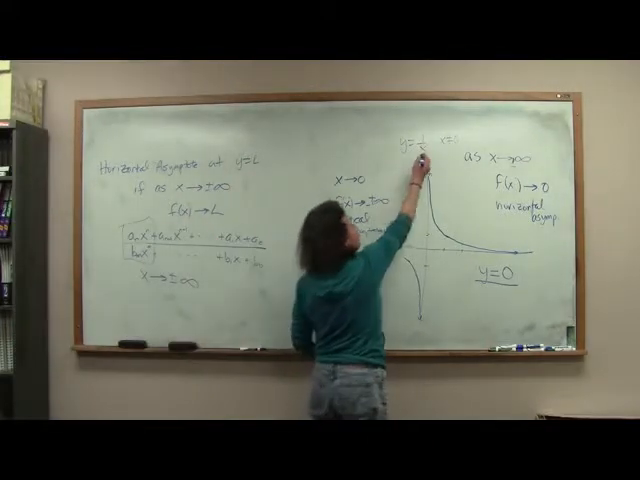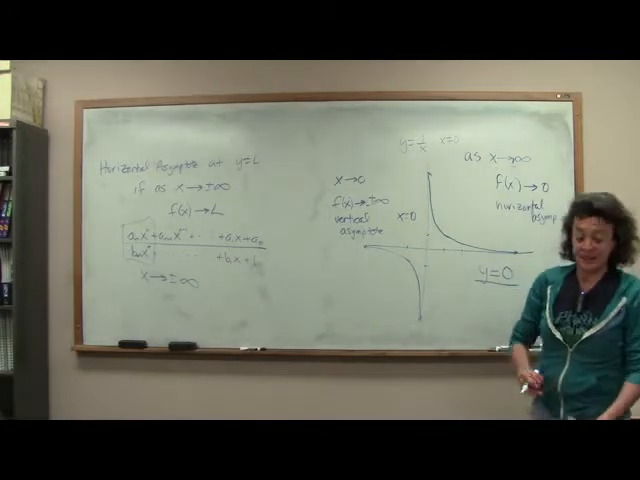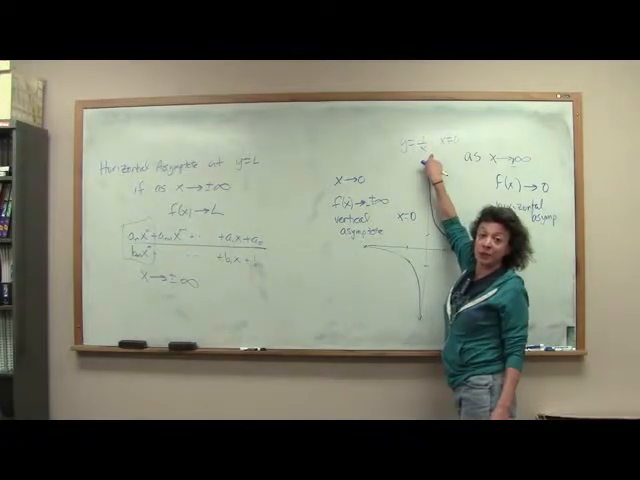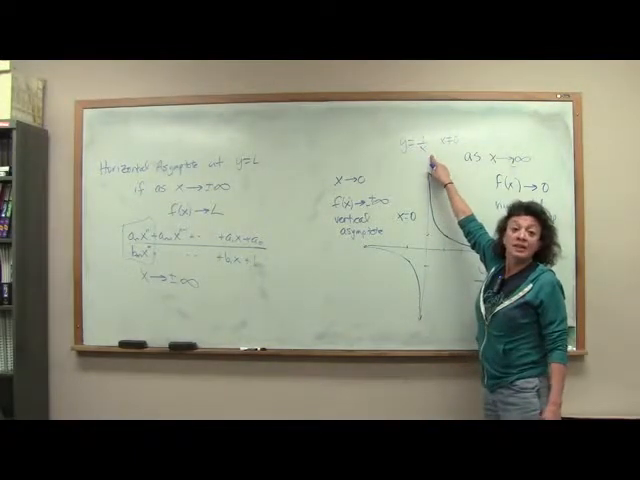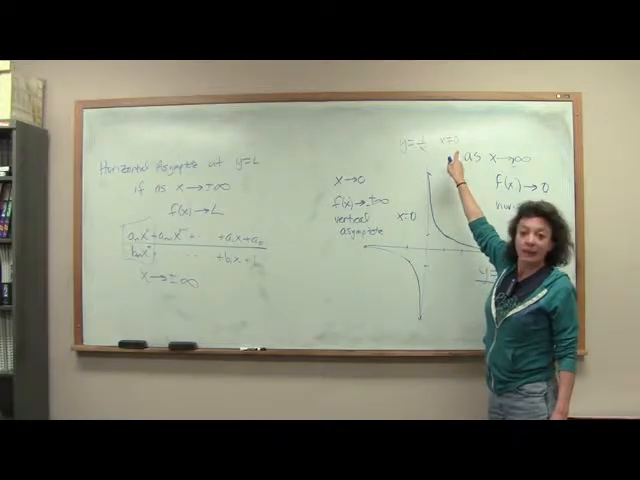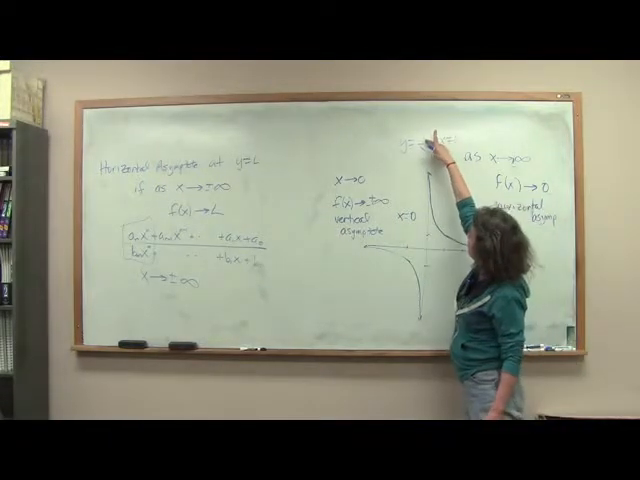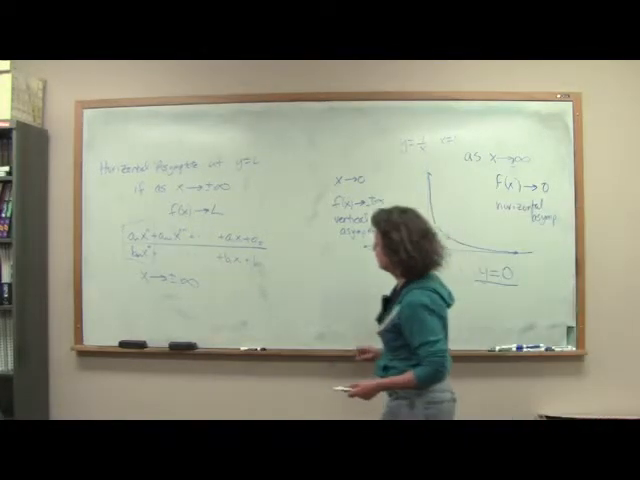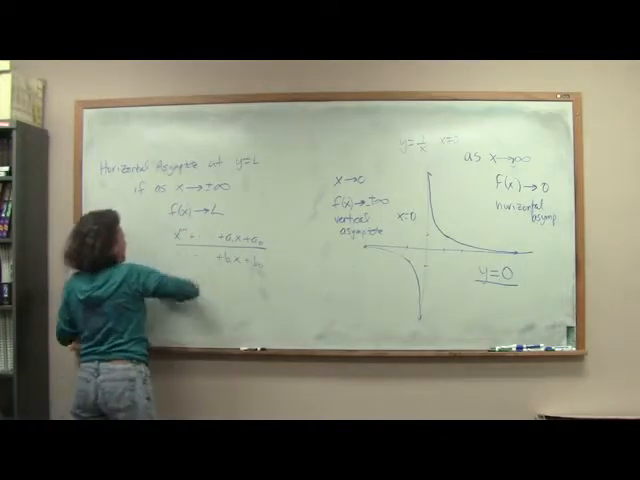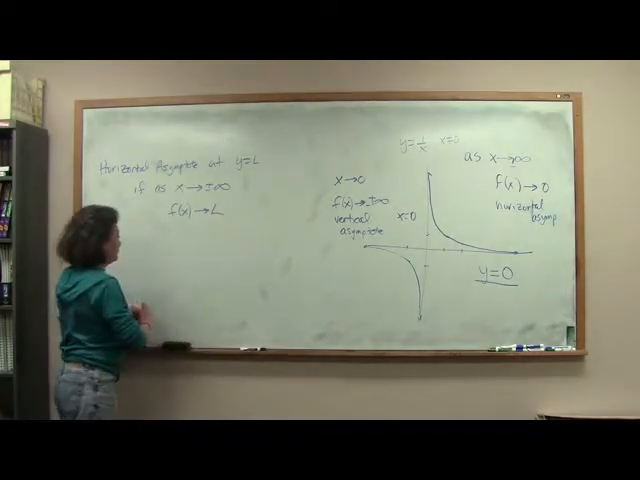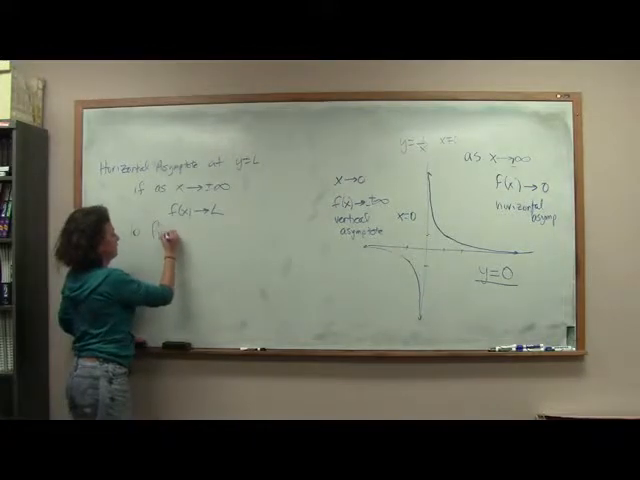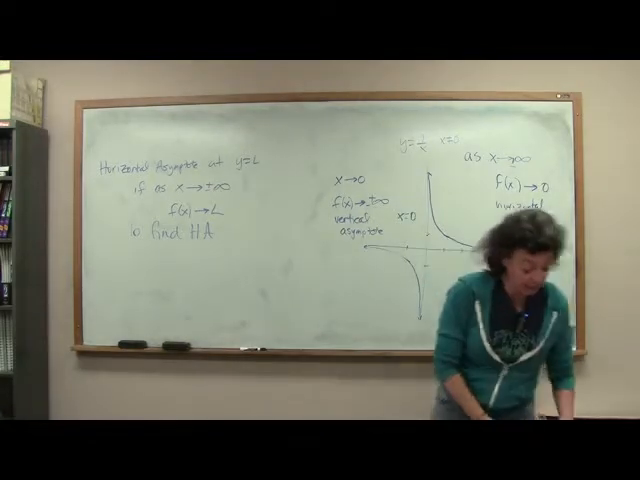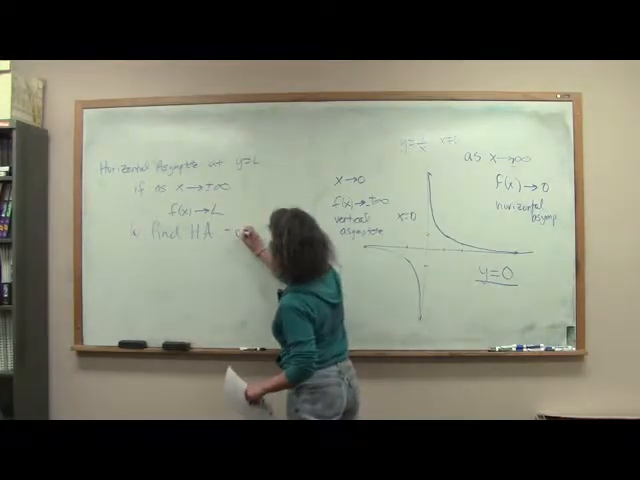For example, with 1 over x, as x gets very large, we have 1 over a really large number. Isn't that going to go to 0? It absolutely is. And notice the degree of my numerator was actually less than the degree of my denominator. So, here are your steps. To find your horizontal asymptote, what you want to do, again, is consider the degrees.